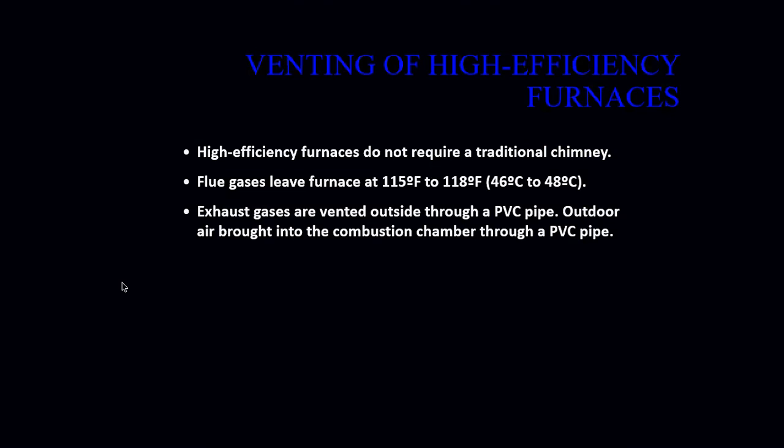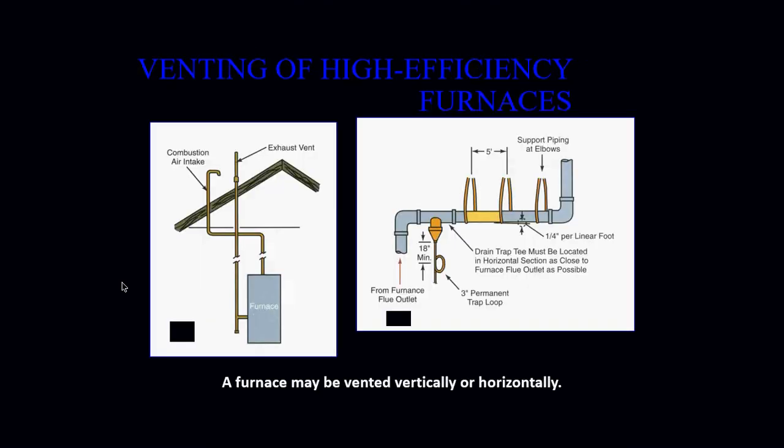Your flue gases leaving the furnace can be anywhere between 115 and 118 degrees, much lower than your standard conventional furnace. These exhaust gases are vented outside through PVC pipe. Your outdoor air brought into the combustion chamber is also brought in through PVC pipe. A furnace may be vented either vertically or horizontally. It could go out a roof or it can go out an exterior wall, whatever works best.